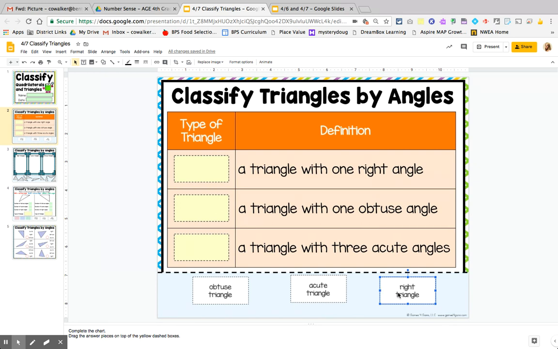So I hope you said a right triangle. A right triangle will be one with a right angle. If you go to the next one, a triangle with one obtuse angle. I want you to think about what an obtuse angle is. It's been a minute since we've talked about angles. It looks like our other option is an acute triangle. So acute, obtuse, and right. What degrees do those mean?